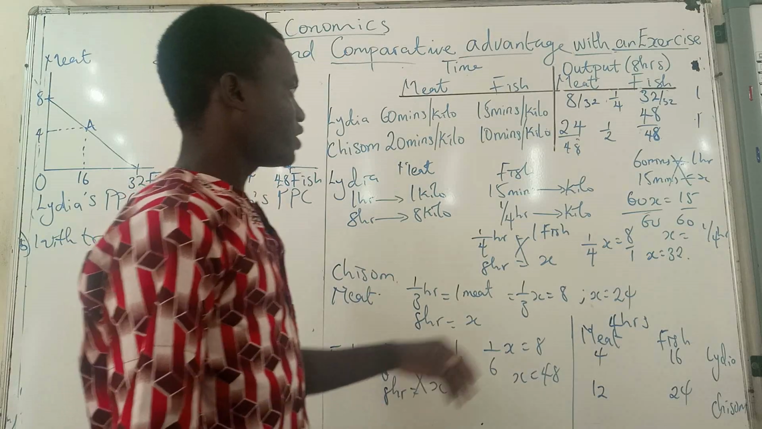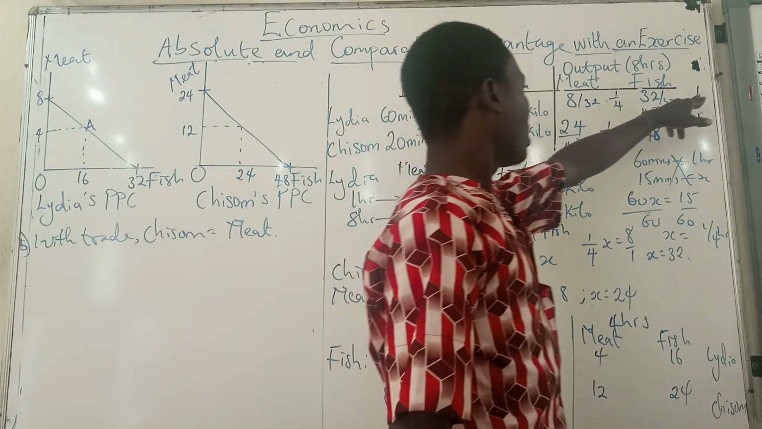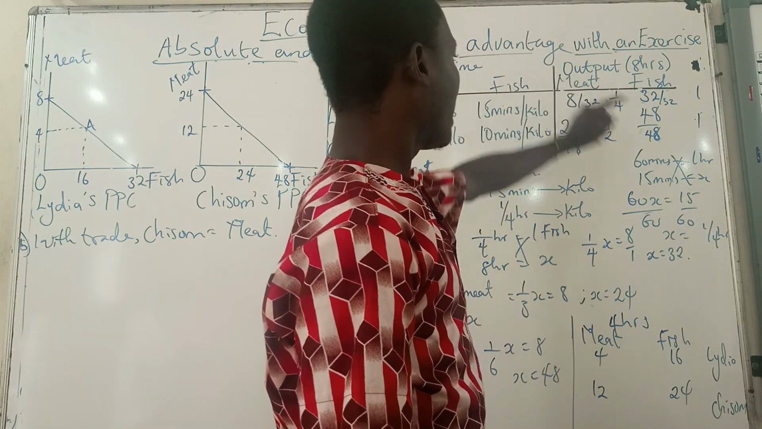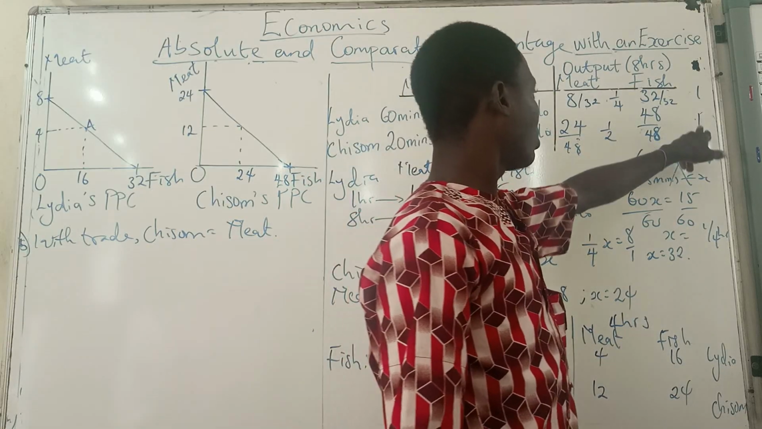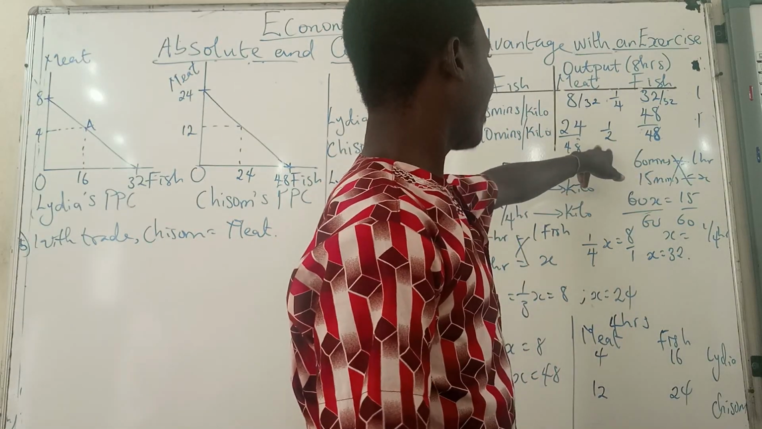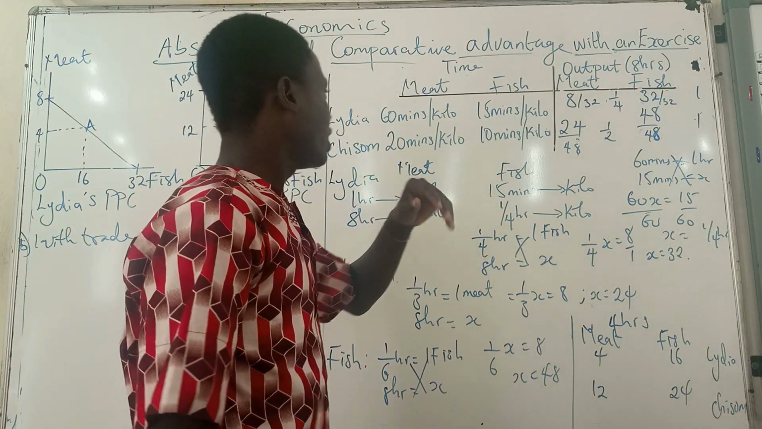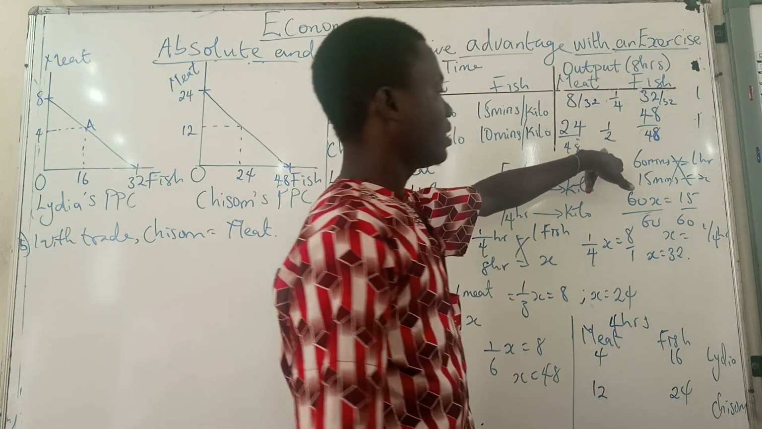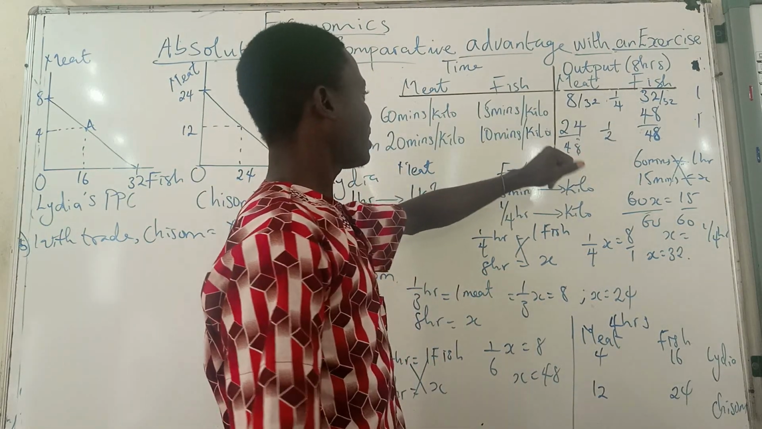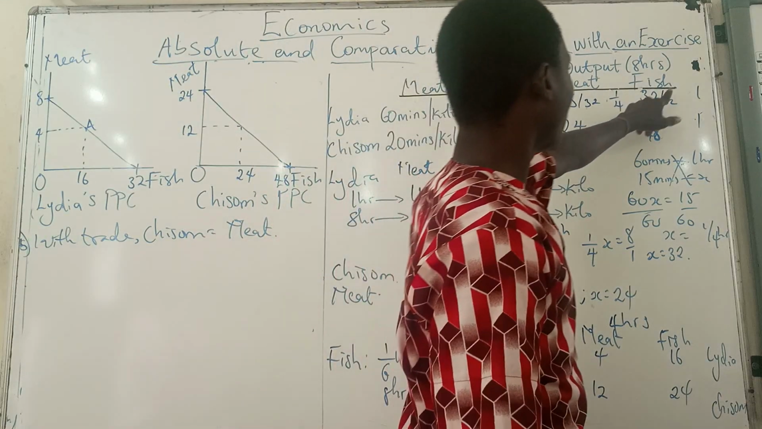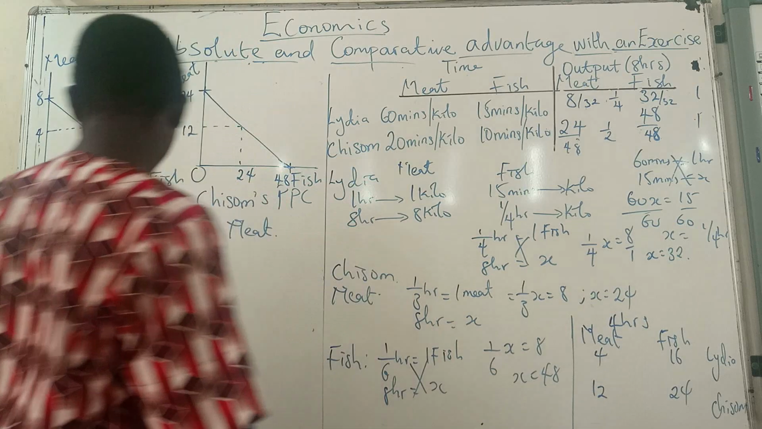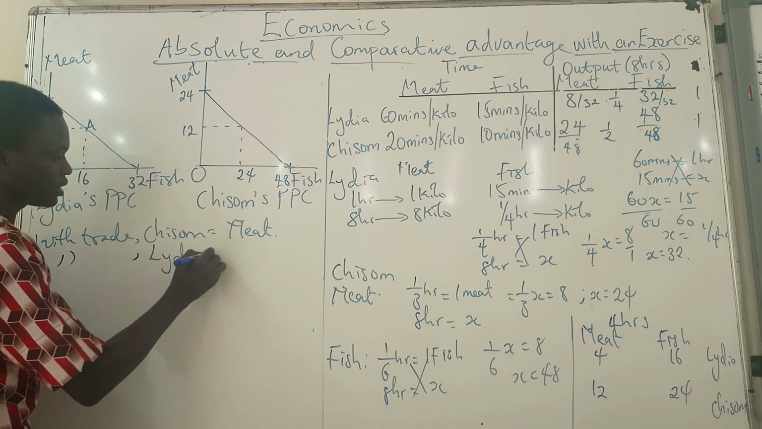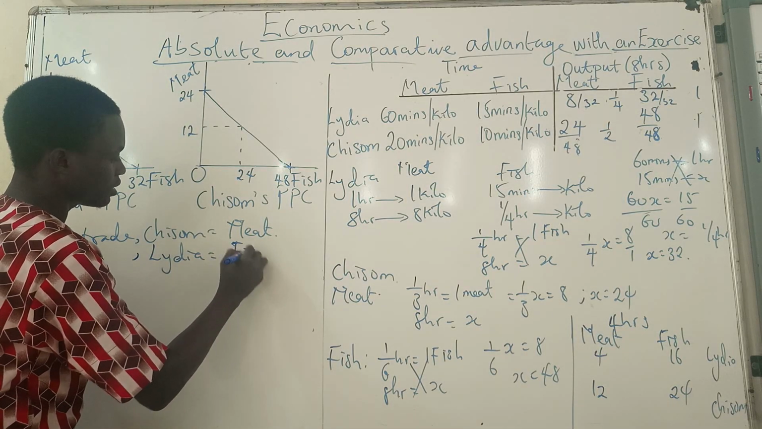Now trying to check who should produce fish. If Lydia decides to produce a kilo of fish, she's giving up a quarter kilo of meat, and if Chisom decides to produce a kilo of fish, she'll be giving up half a kilo of meat. So who is giving up less? The person giving up less is Lydia. A quarter is smaller than half. So Lydia should specialize in the production of fish.